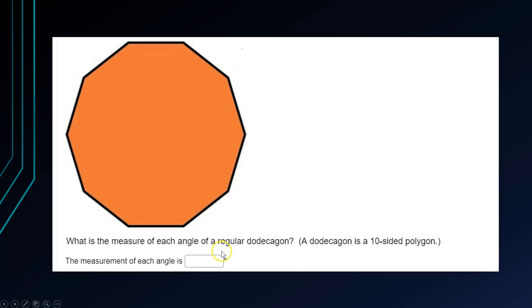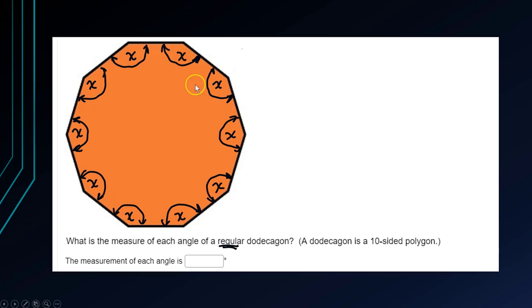Well, the first thing is, since it is a regular dodecagon, all the angles have to have the same measurement. That's part of being a regular polygon. I mean, all the sides are going to be congruent too, but I'm only concerned with angle measurement in this problem, so I don't have to spend much time with that. Now, how am I going to find what their measurements are? Well, I'm going to look at the sum of the angle measures for this dodecagon.